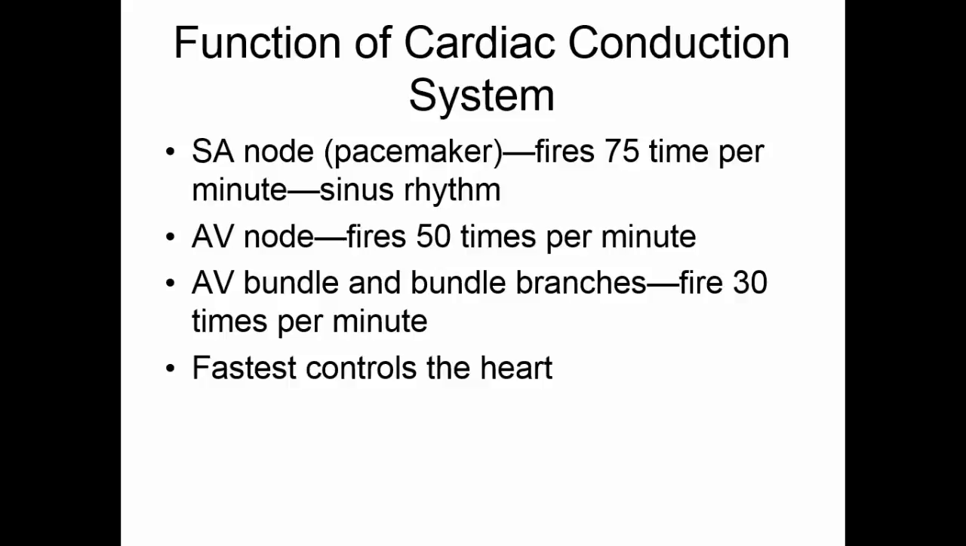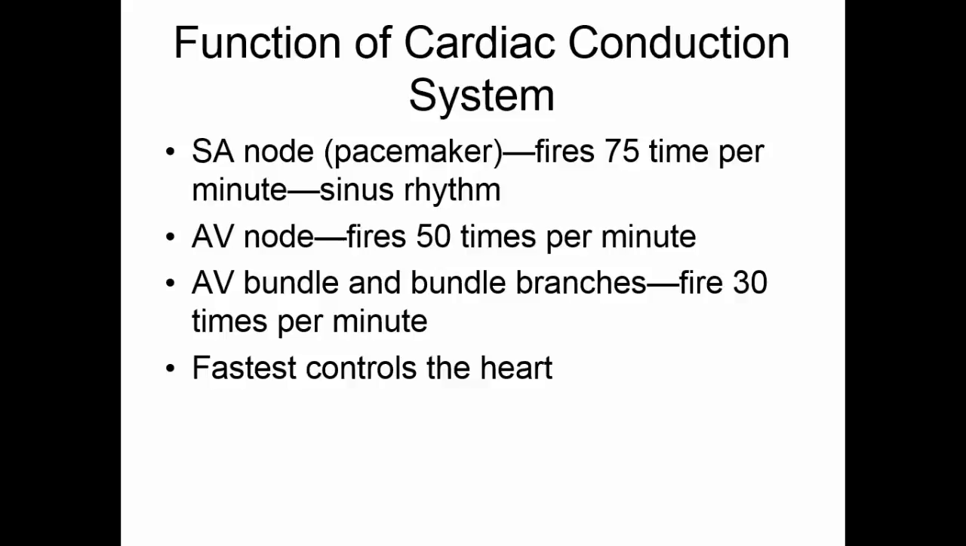Whenever the SA node fires and triggers the AV node to fire, the AV node has to start building up to fire again. If the SA node becomes damaged, then the AV node will take over. At this point, the heart will beat about 50 times per minute. Now, the heart beating 50 times per minute will keep blood circulating, but it will not allow the heart to meet very high demands. Sometimes people who have a damaged SA node, if they're sitting around, they're fine, but as soon as they stand up, they get lightheaded.